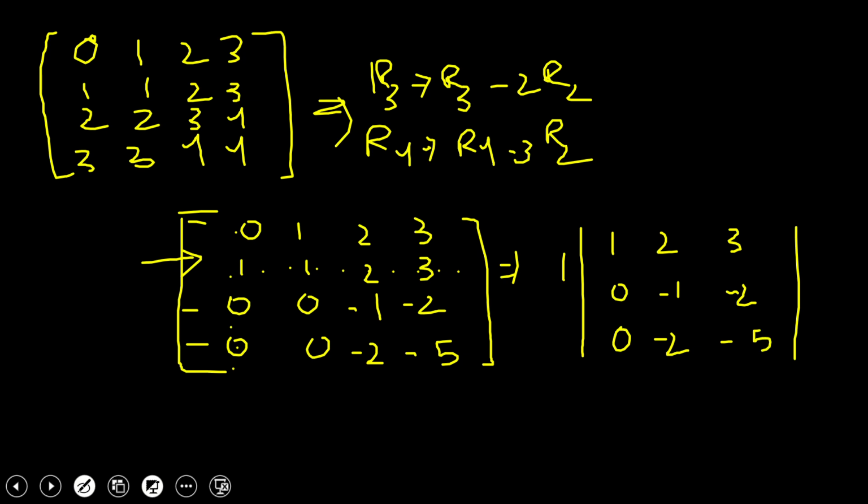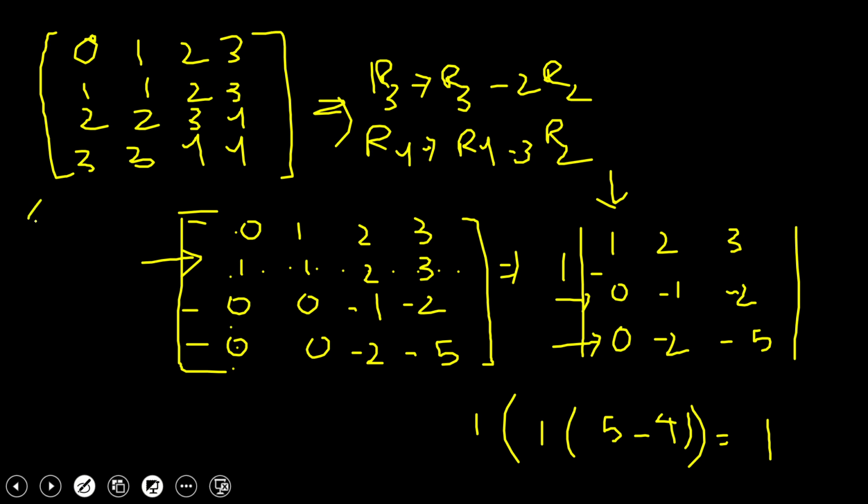Now you see these two elements are 0, so if you go this way, only this element will give you the answer. 1 into minus minus plus, and this minus minus plus minus 4. You will get total answer as 1. So you see, this is a 4 by 4 matrix, and its determinant is also coming 1.